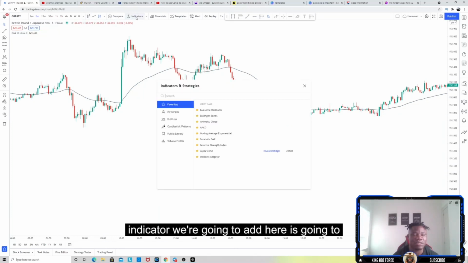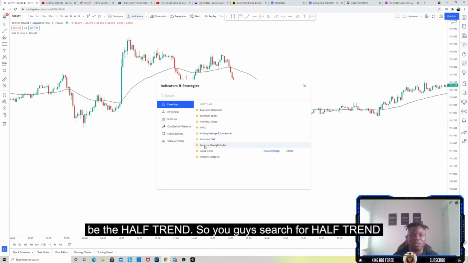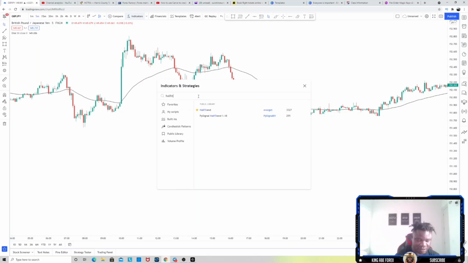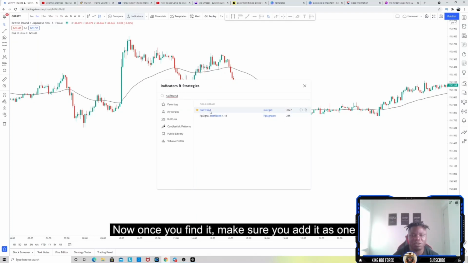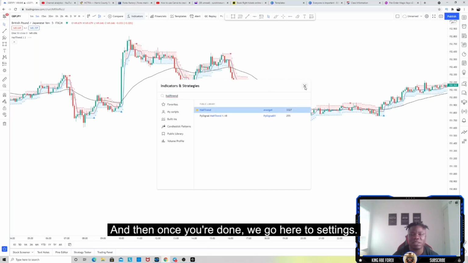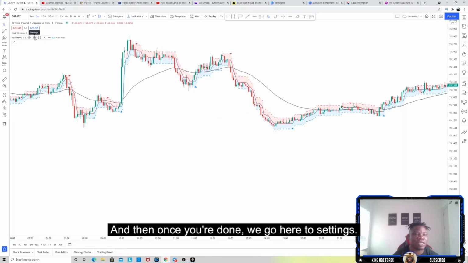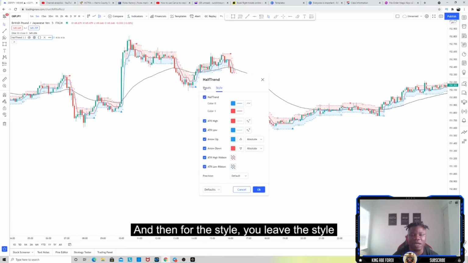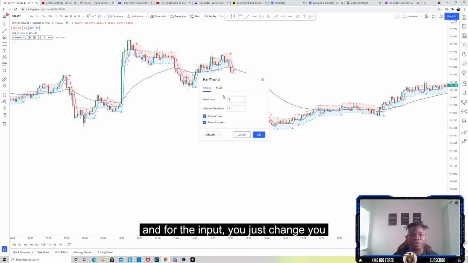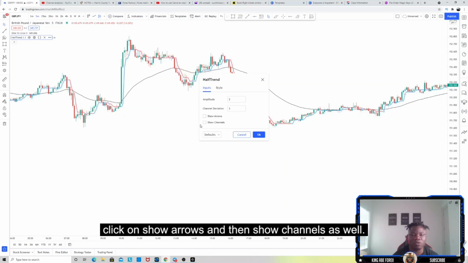The second indicator we're going to add is the Half Trend. Search for Half Trend. Once you find it, add it as one of your favorites as well, and then click on it. Then go to settings, and for the style you leave it as is, and for the inputs you click on show arrows and show channels as well. You take those 2 off, and then click OK.